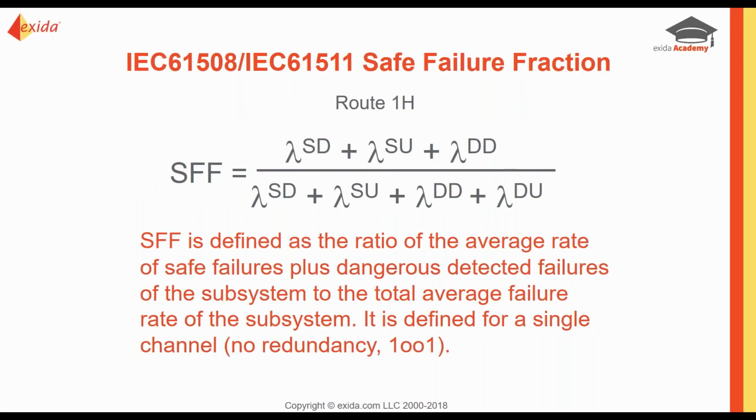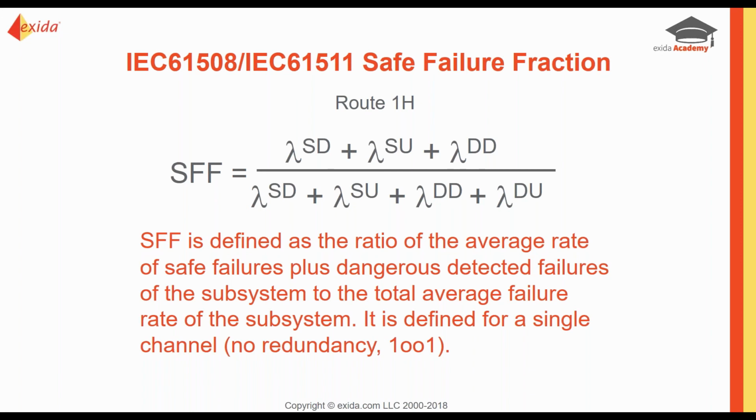So diving into safe failure fraction, or route 1H, it's going to be the safe failures. For those of you that aren't familiar, failure rates are that lambda character, and your total failure rate can be broken up into safe and dangerous, detected and undetected. So at the numerator of the ratio, you're going to have your safe detected failure rates, your safe undetected failure rates, and your dangerous detected failure rates. So these are the failures that are either going to cause a spurious trip to the operation, a safe failure, or a safe shutdown, or it could be dangerous, but it's going to let you know that it's there.